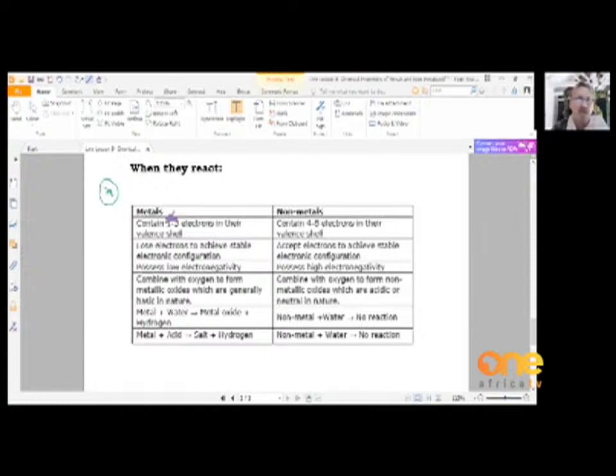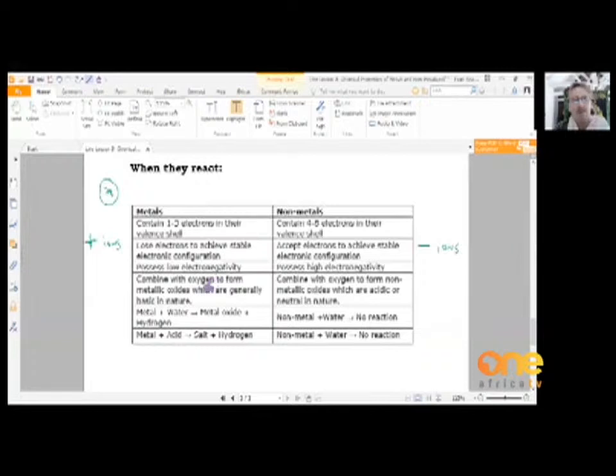Okay, so metals in general have got 1 to 3 electrons in the valence shell. Metals lose electrons to form positive ions. Non-metals accept electrons and will form negative ions. Metals possess low electronegativity. That means that metal atoms want to give away electrons in order to bond, while non-metals attract electrons. Having a high electronegativity means that they draw electrons towards them.